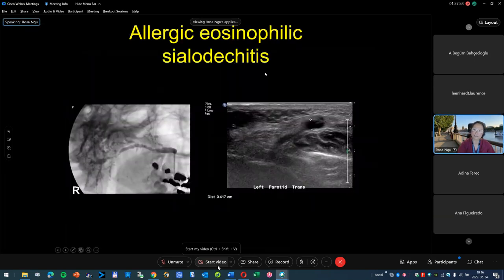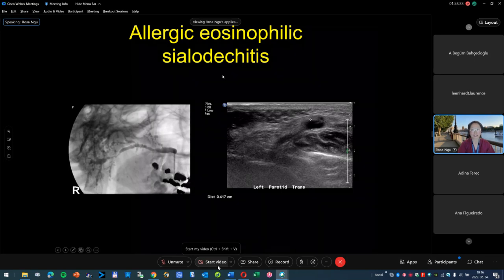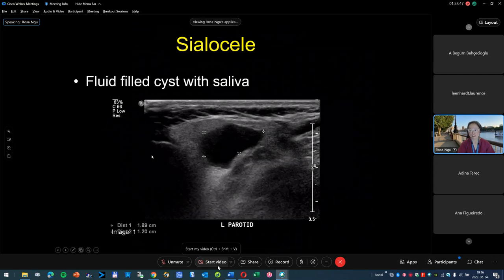The next one is fairly new. We came across this not very long ago, but it has been in the literature as well, back as about 100, 200 years ago. And basically, patients present with a very, very itchy salivary gland. And if you do a sialogram, they look like they have sialadenitis. And they can present with stones and strictures. And sometimes this can affect all the major salivary glands. And this is called allergic eosinophilic sialodochitis. We treat them with a very high dose of antihistamine.